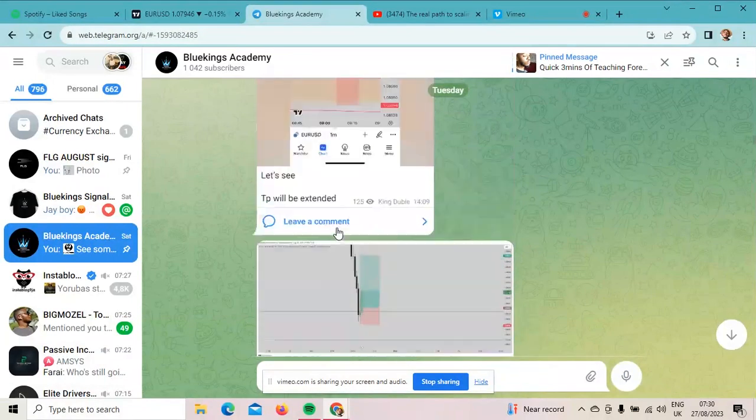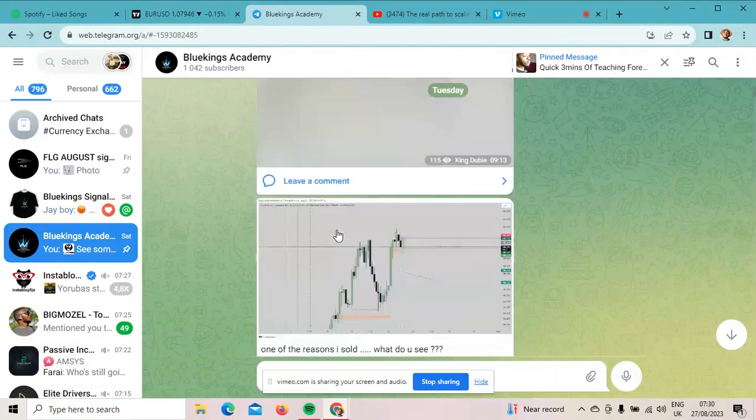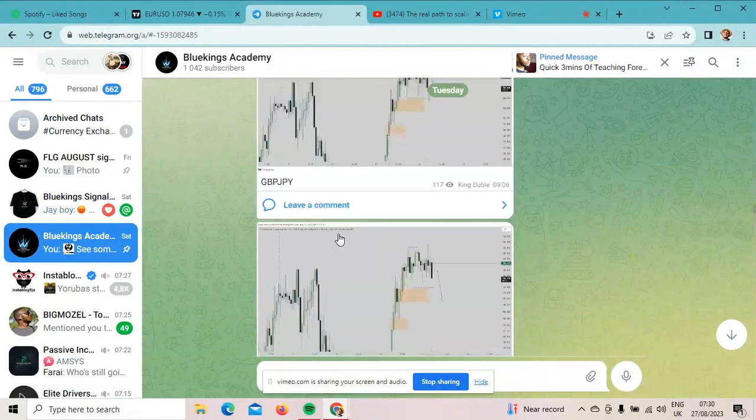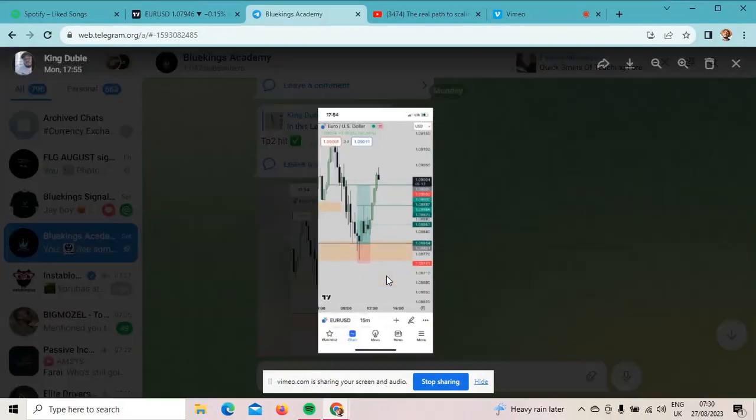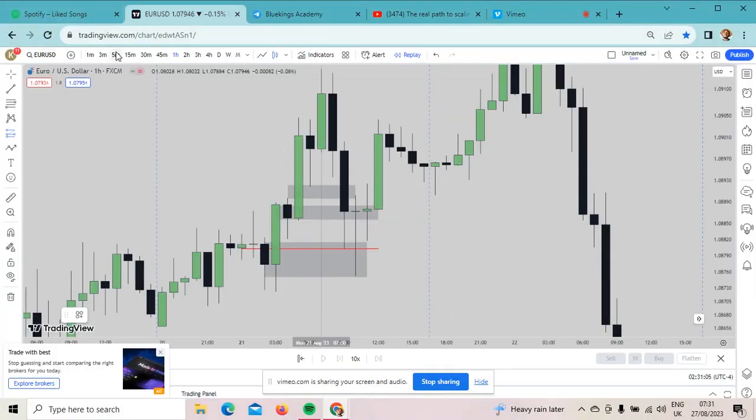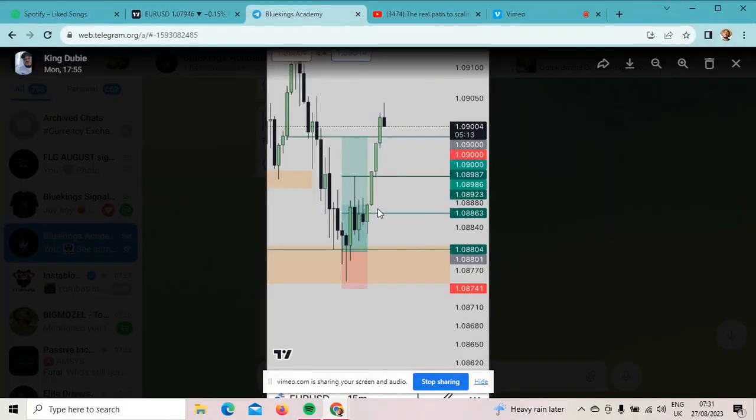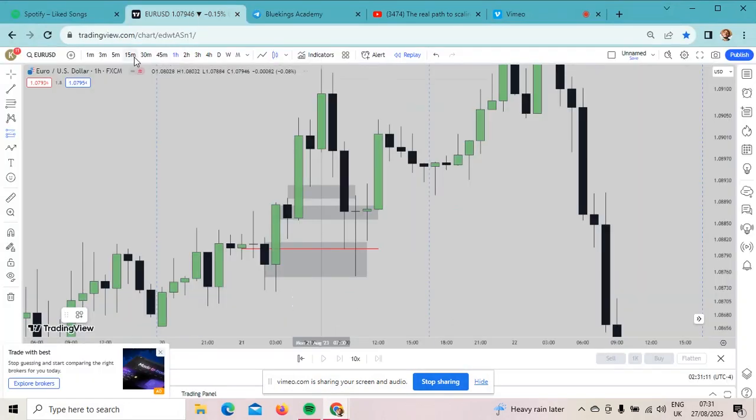So I'm looking for that day. Let's get in. I called the trade out. Now this is the day. Look at it. Can you see? This is the 15 minutes chart. Are you seeing it? So let's look at the 15 so you can see how identical it is.